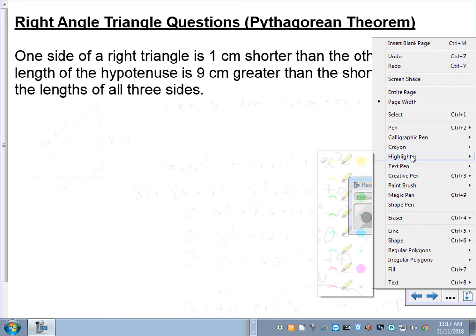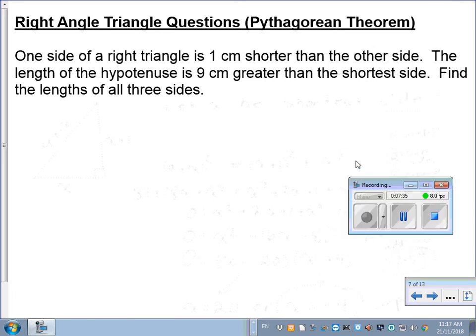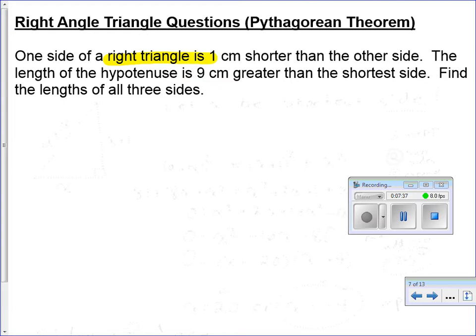Let me just highlight that information for you. One side of the right triangle is 1 centimeter shorter than the other side, and the length of the hypotenuse is 9 centimeters greater than the shortest side. So I'm going to use the shortest side as my let statement. But the first thing that you have to do is draw a picture of what's going on.